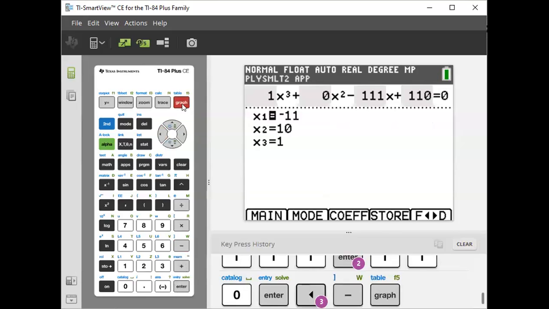Okay, so did we type everything in right? Actually this gave us all of our roots: negative 11, 10, and 1, right? If it didn't give me all of them, I could divide out one and then figure out what the other two are, just like we've done on every one of them. So I'm going to get out of that.